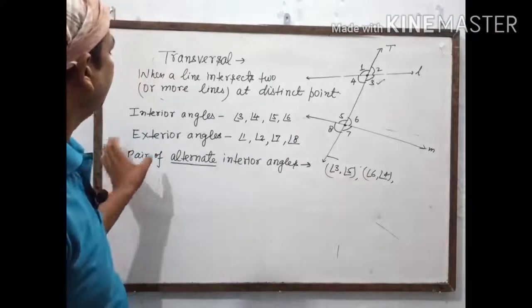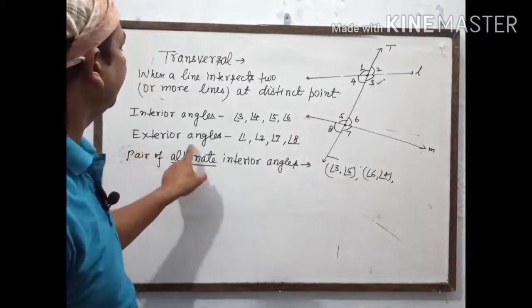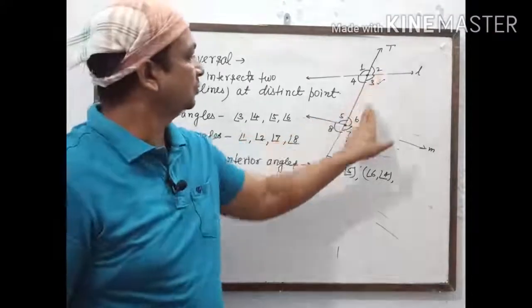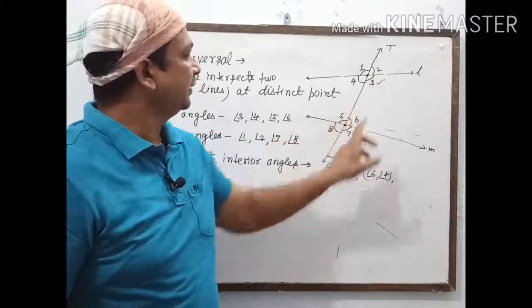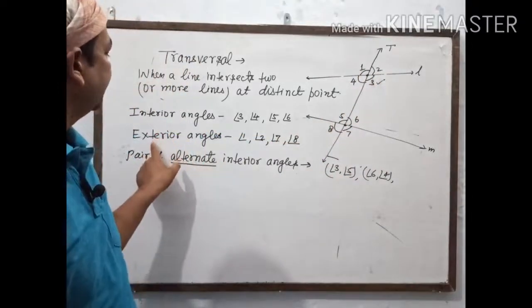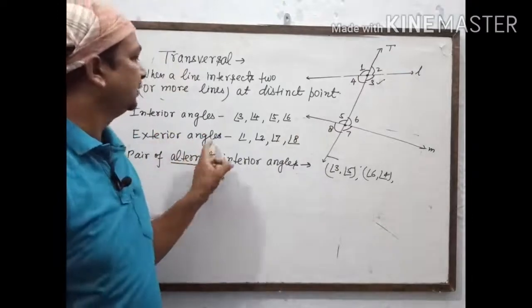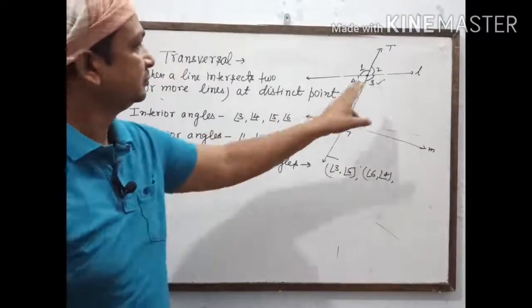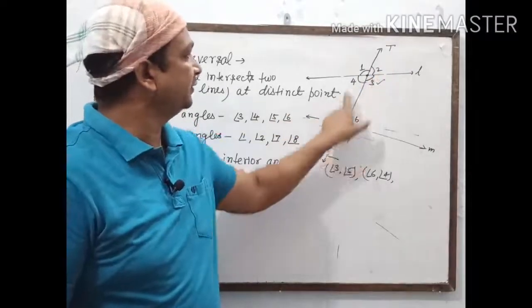In the same way we can define alternate exterior angles: 2, 8. Alternate exterior angles means exterior angles counted alternately: 2, 8, 7, 1.